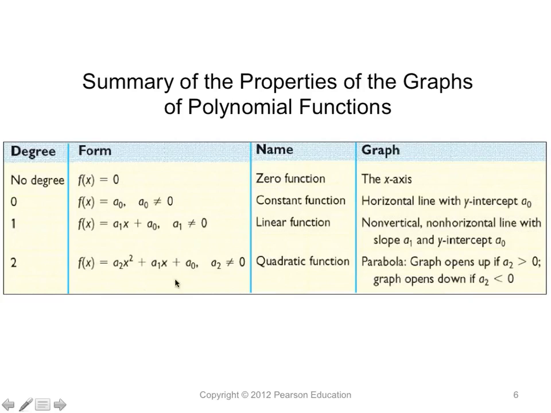And then you've also seen this before. This is a quadratic function. If you have a degree of 2, meaning that you have x squared as one part of your equation, then you're going to have a quadratic function, which, if you recall, looks like a U shape. It's a parabola. The graph is going to open up if a sub 2 is greater than 0, and it's going to open down if a sub 2 is less than 0.